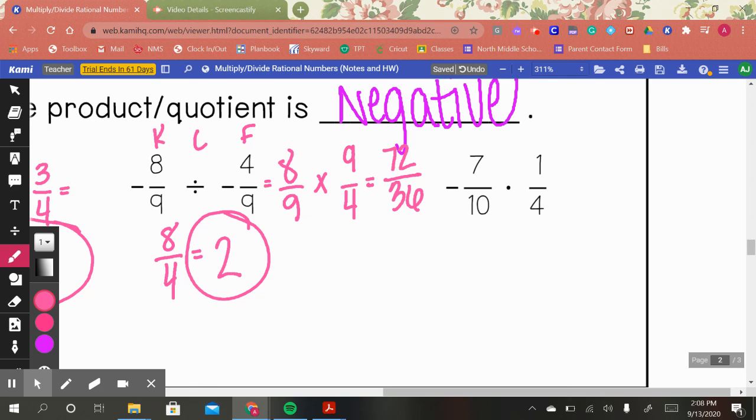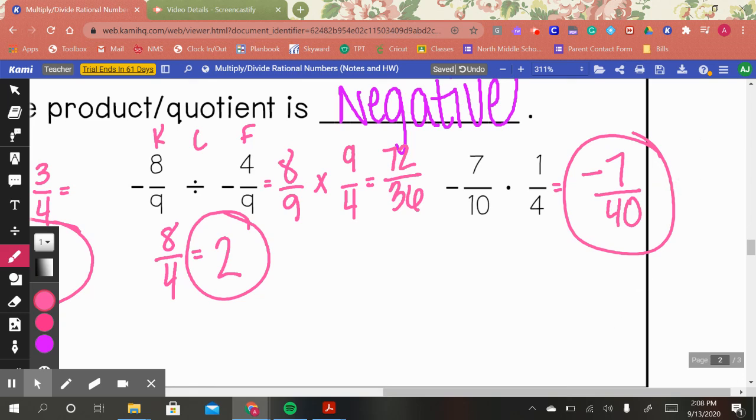All right, last problem. Again, I love multiplying fractions because you do not need common denominators. All we got to do is multiply straight across. I know my answer is negative because I have opposite signs. 7 times 1 is 7, and 10 times 4 is 40. 40 and 7 do not have any common multiples, or I'm sorry, common factors, so we cannot simplify it. 7 is prime, so we're going to leave it as negative 7/40.